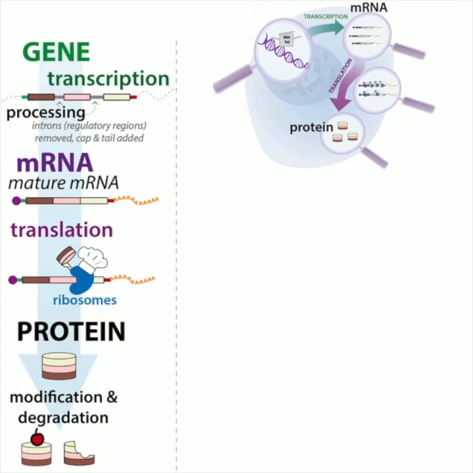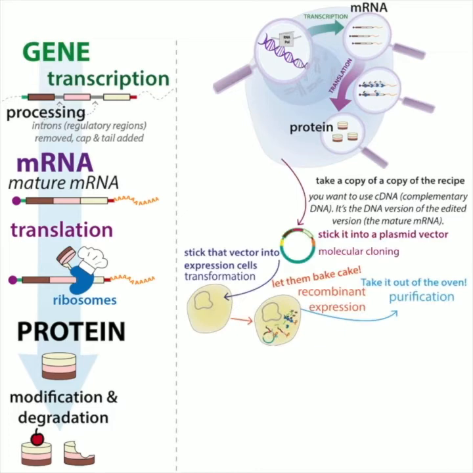That's in our cells. But last week we were talking about bacterial overexpression. So this is basically where we take the DNA form of the mRNA called cDNA, so basically the copy of the genetic recipe. We stick that into a circular piece of DNA called a plasmid, and we stick that into bacteria cells. The bacteria cells don't have nuclei, so all this is happening in the cytoplasm.